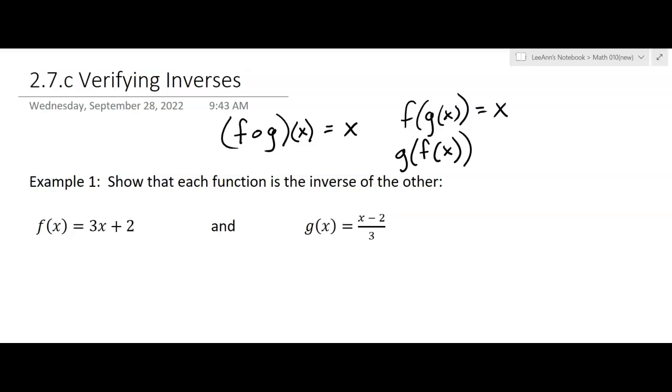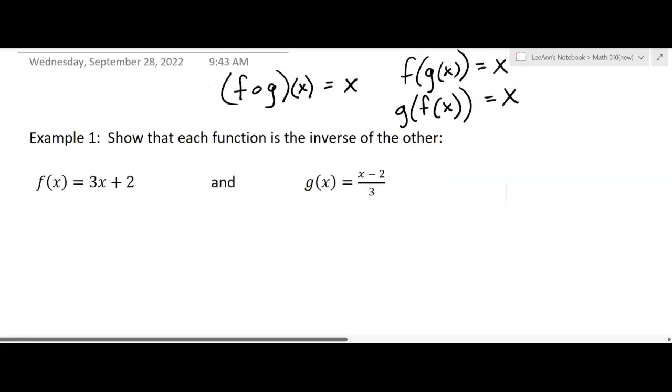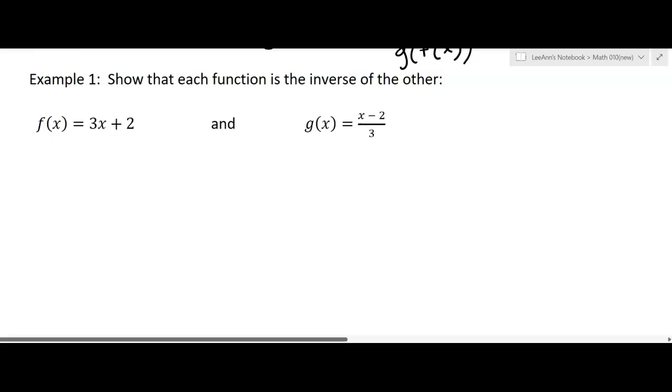So when you're verifying inverses, or you're checking to see if two functions are inverses, you have to do both. You have to do two compositions. Okay, so here's our example. Show that each function is the inverse of the other. Now, whenever they say show, that means we already know the answer. We already know they're inverses, so we just are proving that they're inverses. We're showing that they're inverses.